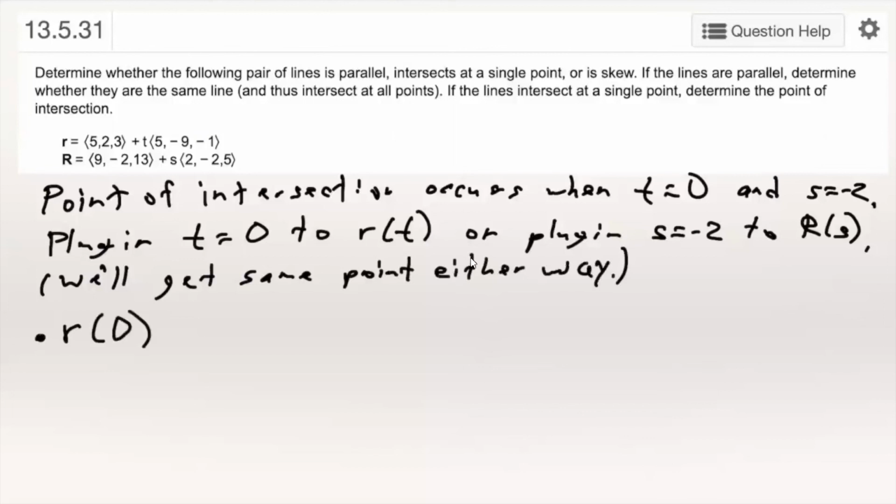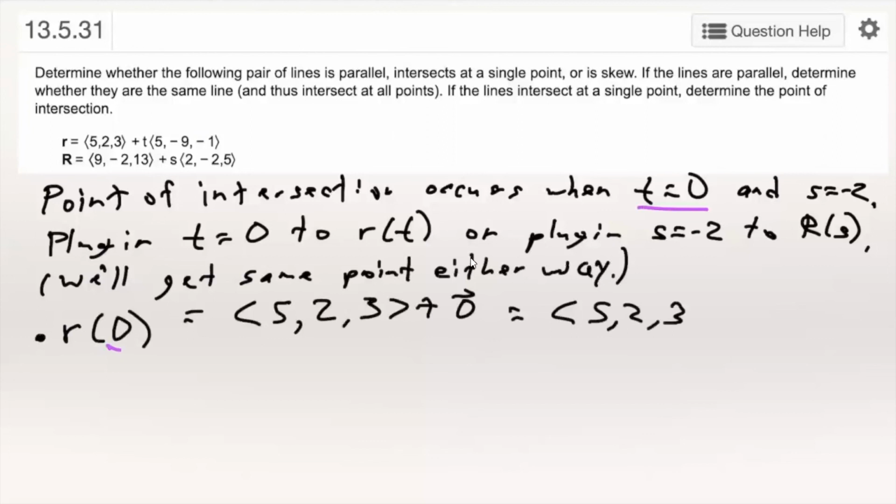Let me color code again. So plugging in t equals 0 into equation 1, we have 5, 2, 3 plus 0 is 5, 2, 3 is our point of intersection.